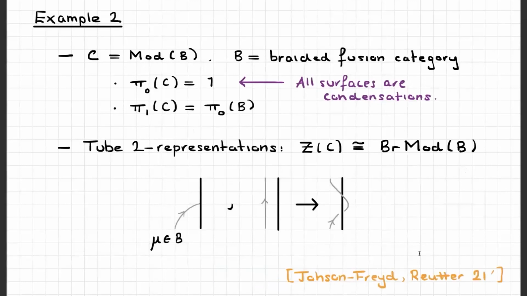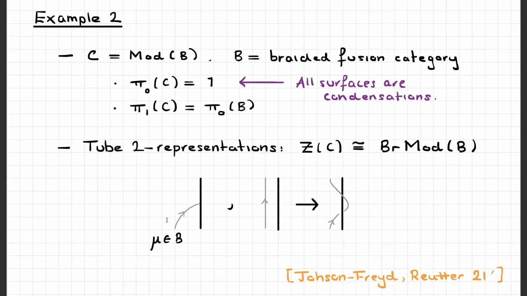Okay, so let me give you one more example. Again, looking at this case where your fusion 2 category is just built out of a braided fusion category B. So there are only really lines, all the surfaces are condensations. And in this case, the tube 2 representations, or the Drinfeld center, are given by braided module categories over B. So what's that capturing? There are no surfaces in this case, or there are, but they're all condensations. And so all that's really happening is that you're capturing the action of topological lines on non-topological lines. So it's capturing actions like this.